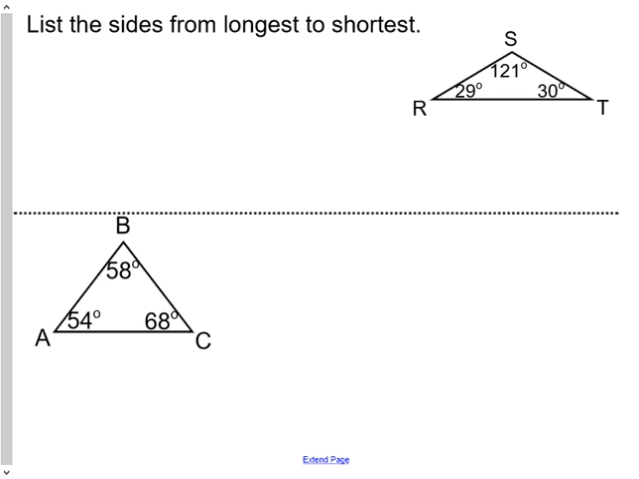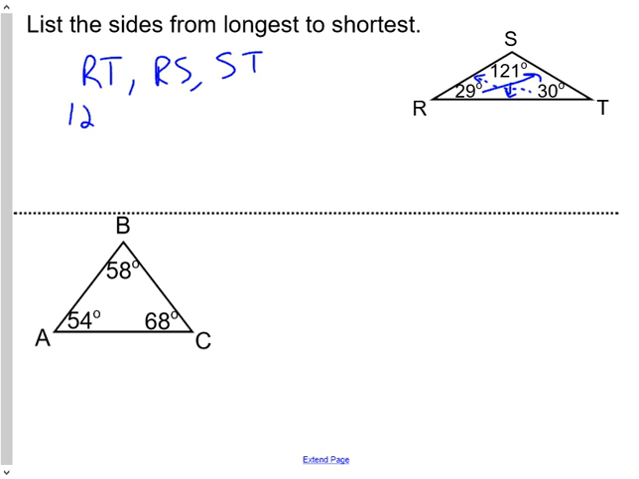Listing the sides from longest to shortest, but they don't give us any side information. They gave us angle information. So, two ways to do this. You can either just look at the picture and clearly tell. 121 is the largest, so RT is the longest. Then what's next? 30 is bigger than 29, so RS is the next longest. And then what side haven't I picked? ST.